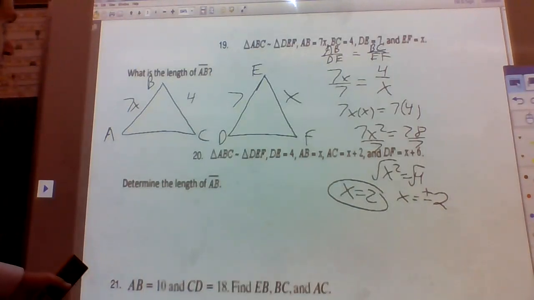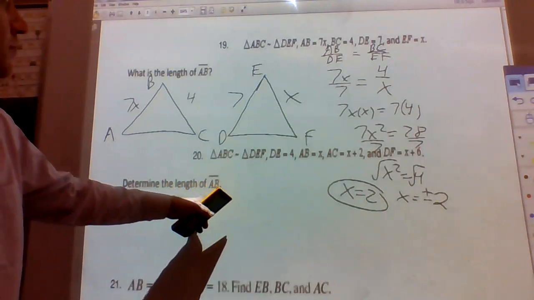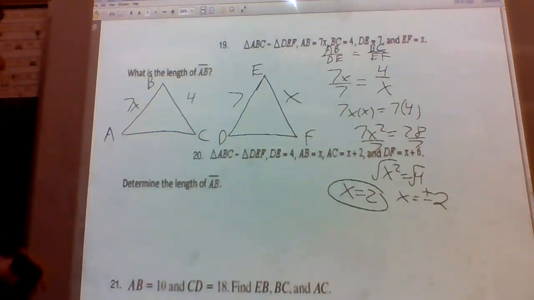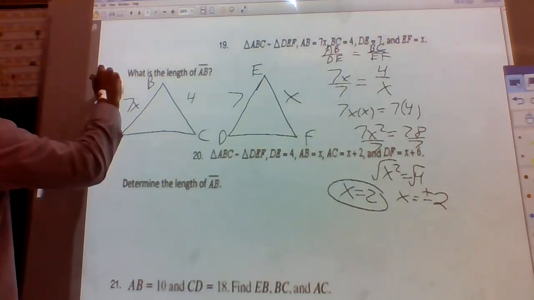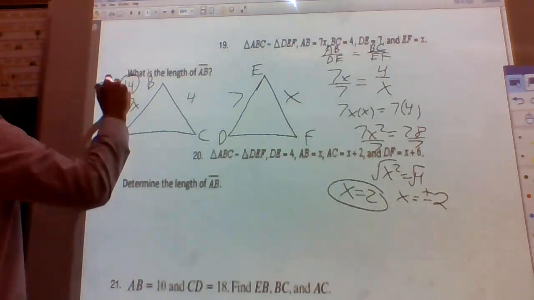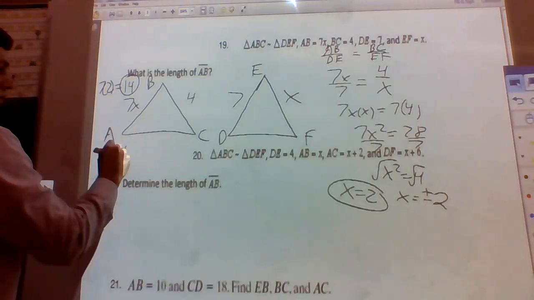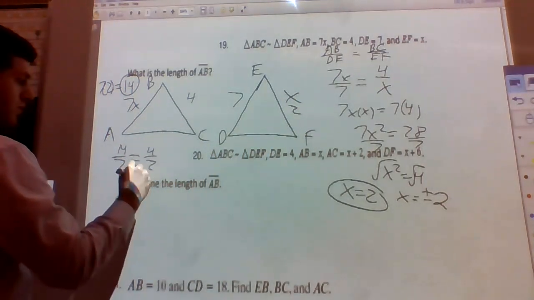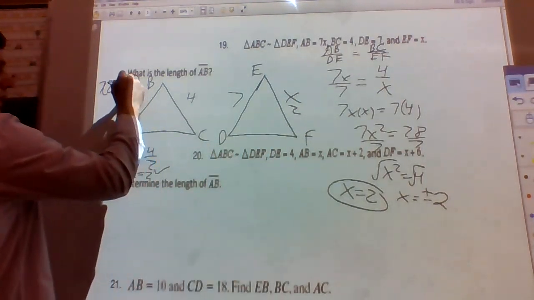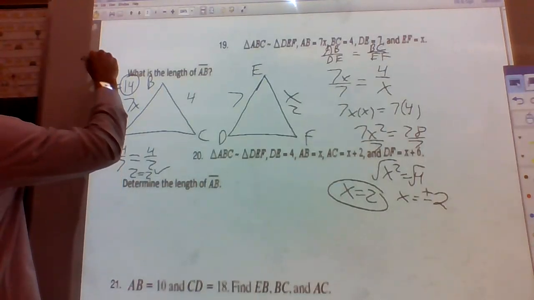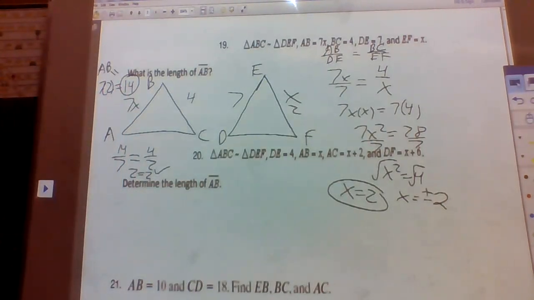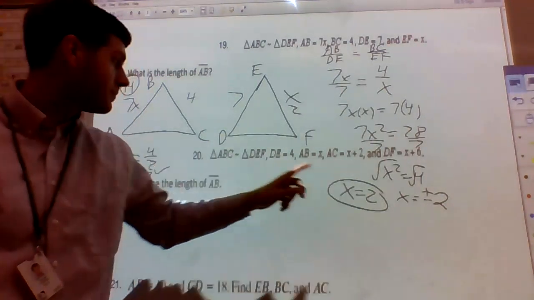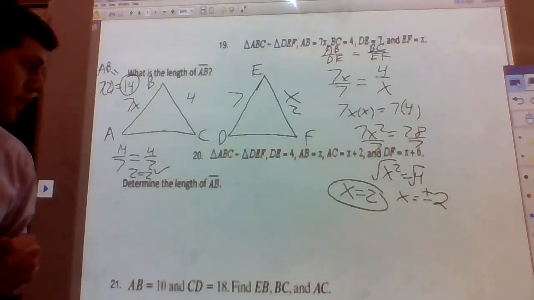What's the question asking for? Determine the length of AB. So AB is 7 times 2, which is 14. So 14 is to 7 as 4 is to 2. So 2 equals 2. So we're good. We know we have the right answer. AB equals 14. 7 times 2, substituted in for x, 2 for x. 7 times 2, 14. All right, number 20.